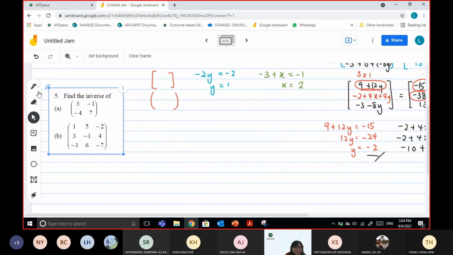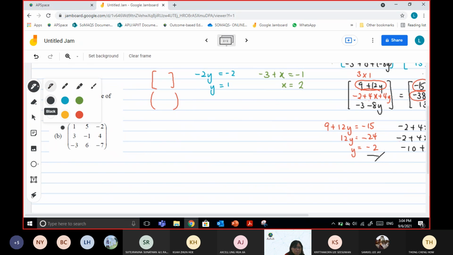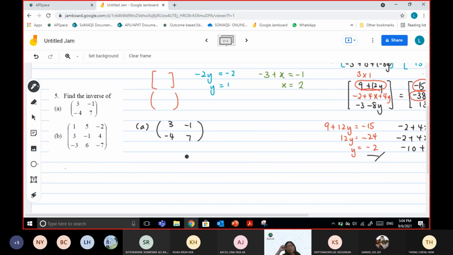Okay, let's start with the 2 by 2 matrix. Remember how we find the inverse. When we want to find the inverse, we put a superscript of -1. Then we need the determinant first. So let's find the determinant.